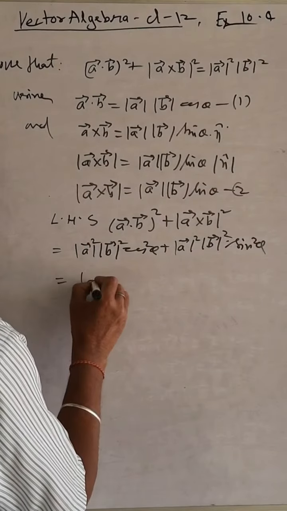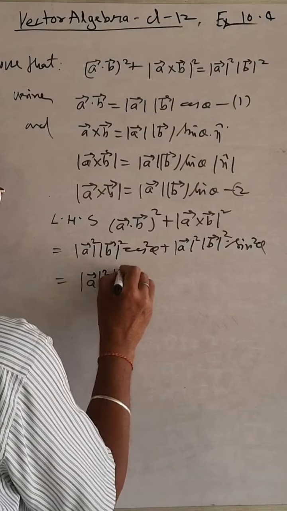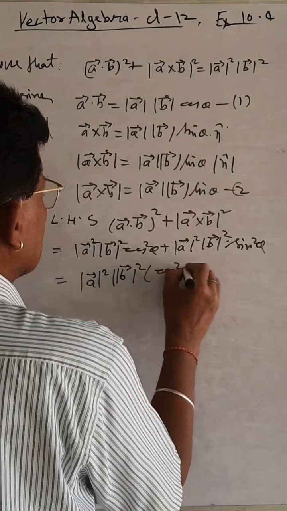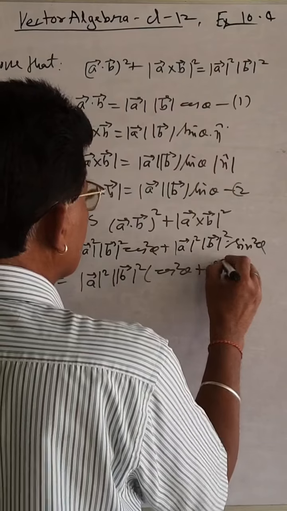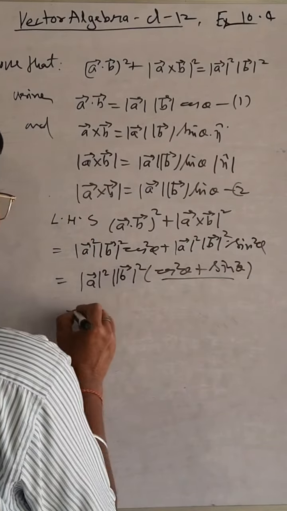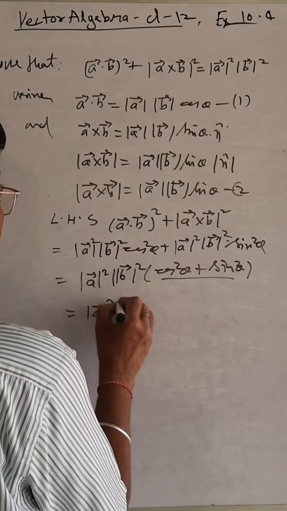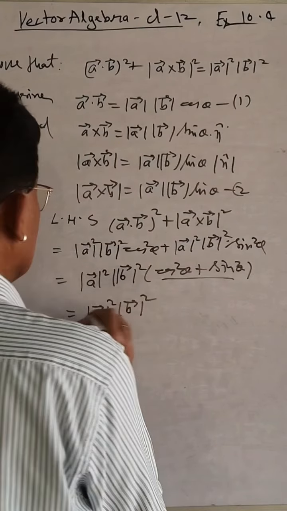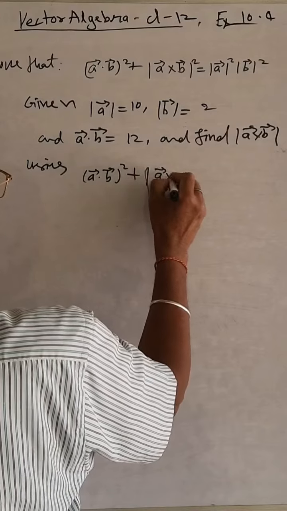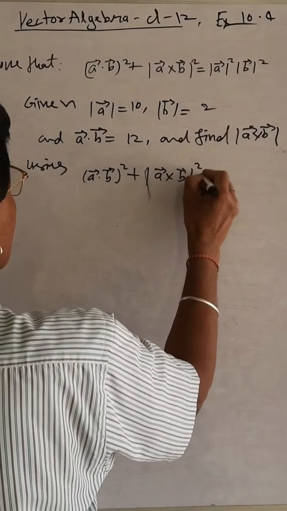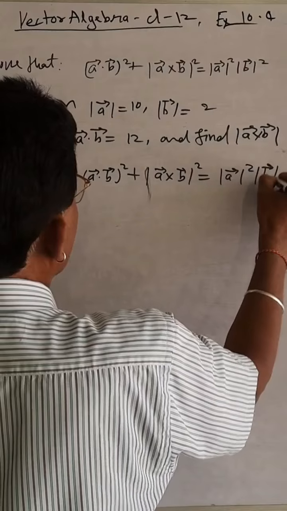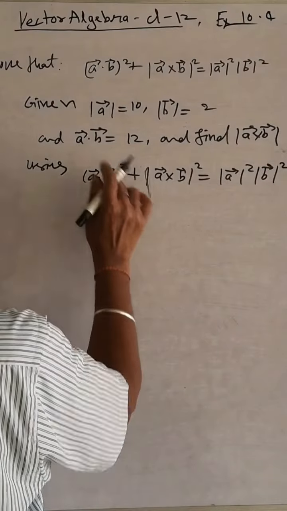My dear student, you take the common out of it, magnitude of A square and magnitude of B square. What will be inside the bracket? Cos square theta and sin square theta. Its value is 1. So the dot product square plus magnitude of cross product of two vectors square will be equal to magnitude of A square and magnitude of B square.